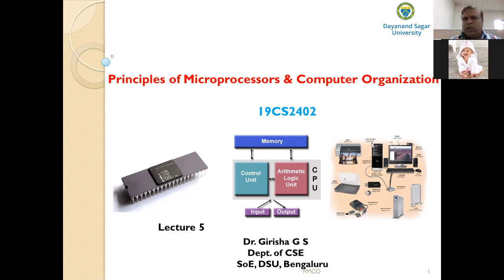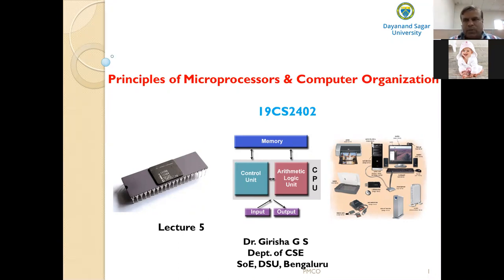There are four control signals: MRDC, memory read control bar; MWTC, memory write control bar; IORC, input output read control bar; and IOWC, input output write control bar. In these control lines, the over bar indicates that they must be active low. That means they are active when logic 0 is applied on these control signals.